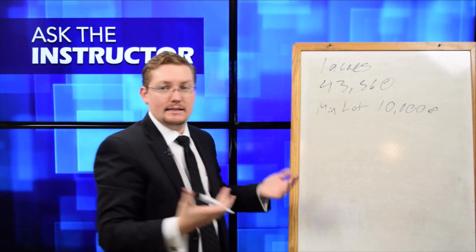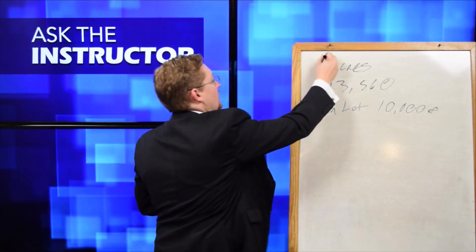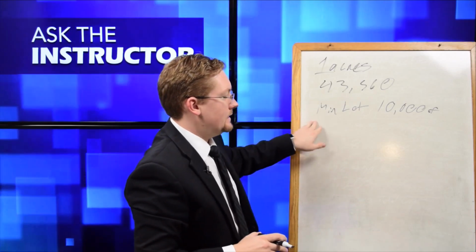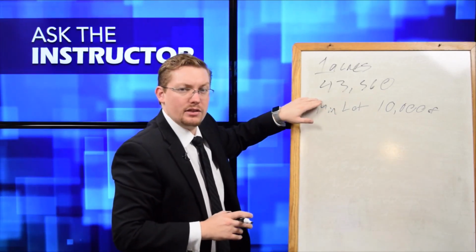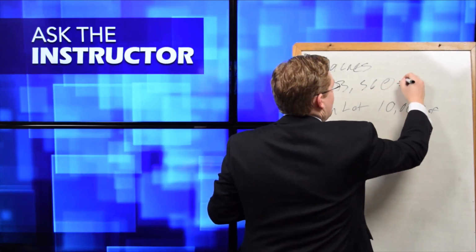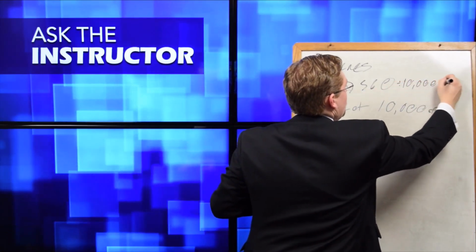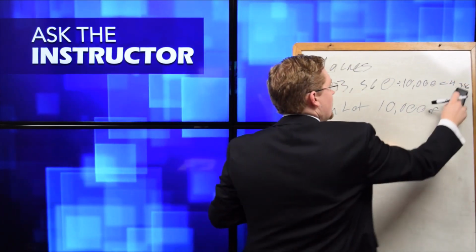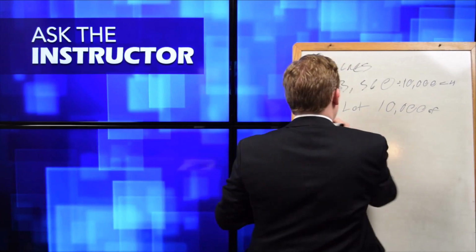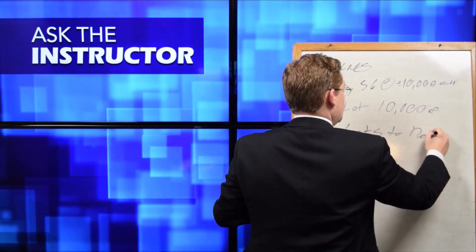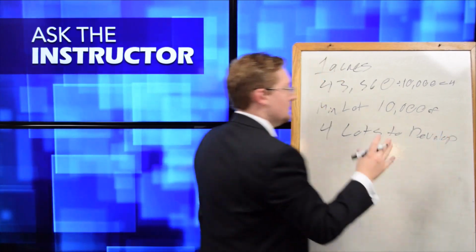Now going through this, let's say this again is a real world question that we're looking at here, not necessarily one for an exam. Looking at these numbers, 10,000 could go into 43,560 about 4 times. And we do 43,560 divided by 10,000. We end up with 4.356. We can't have 0.356 of a lot, so we have 4 lots to develop. So we could develop 4 lots.